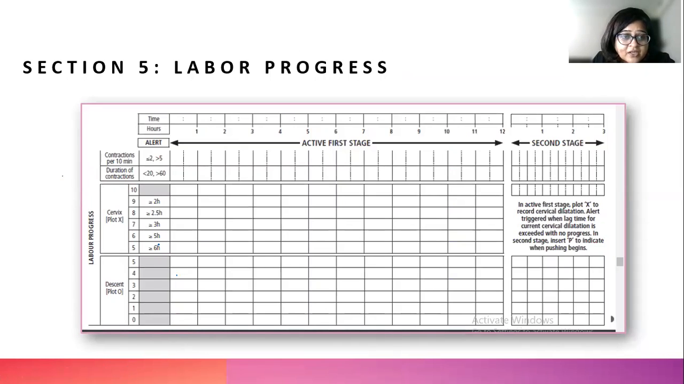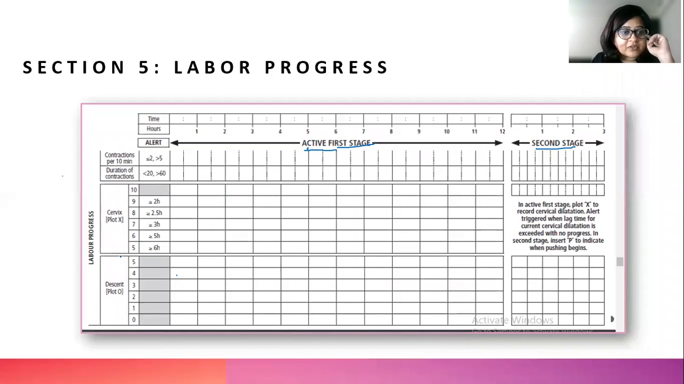Right. So here, the first thing you need to remember is that the partograph has been divided into first stage and second stage. In the old partograph, remember, there was no second stage. So second stage has now been introduced. And what is second stage? From full dilatation of the cervix till delivery of the baby. Now, first stage, we're talking about 5 centimeter onward, active first stage. 5 centimeter onwards, you start plotting.